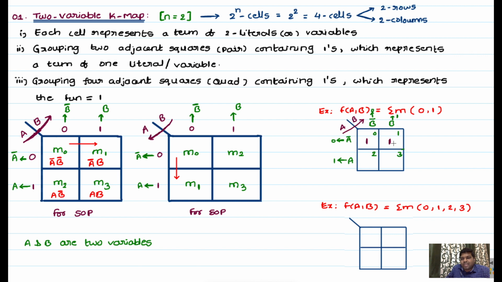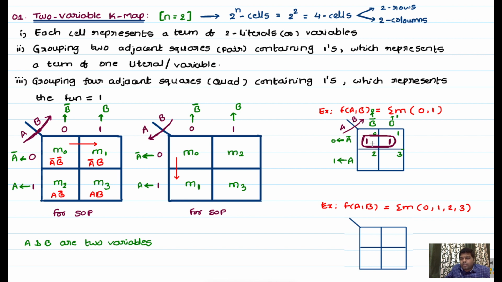If we have same elements, if we have same numbers 1, 1, then only you can pair these two adjacent boxes, okay. Now we have two ones here, so that we can pair these two boxes. How do you pair? I am pairing like this. Now what happened? This box is A bar B bar, and this box is A bar B.